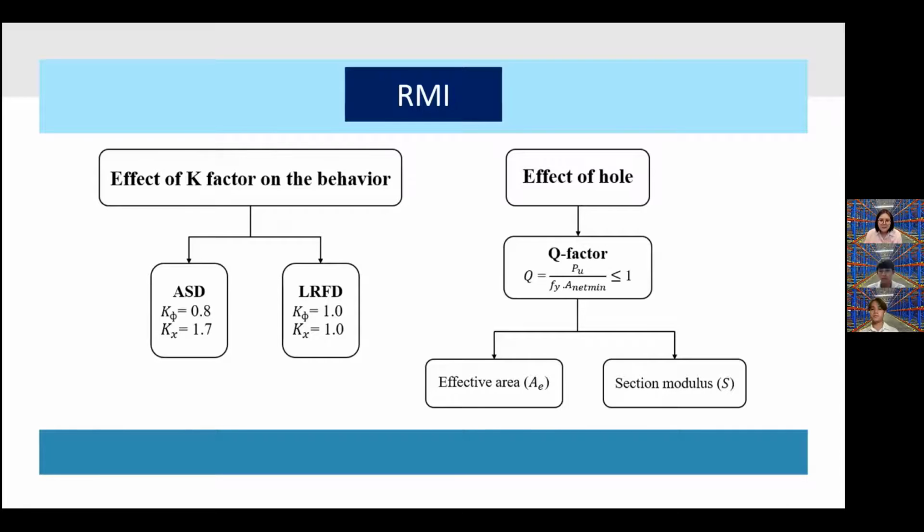The effect of holes. Holes in cold form steel make the structure weak, so to know the capacity of the member, the Q factor is required by testing of stub column and calculating it with the equation in the chart. So we use this factor to determine the effective area and section modulus according to the RMI standard.